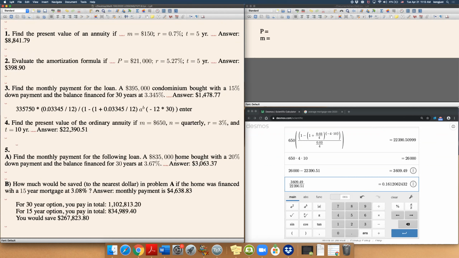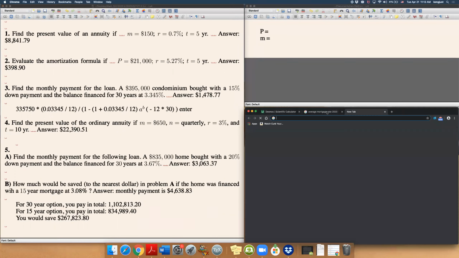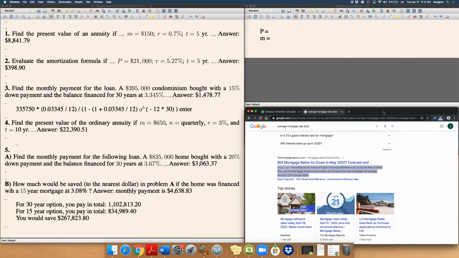Okay, $835,000 home, 20% down payment means this is how much you're going to pay up front, similar to the previous question where we did 15% down payment. And the remainder is going to be financed for 30 years. Okay, this interest rate I took from the average interest rates in Hawaii, I think it was.